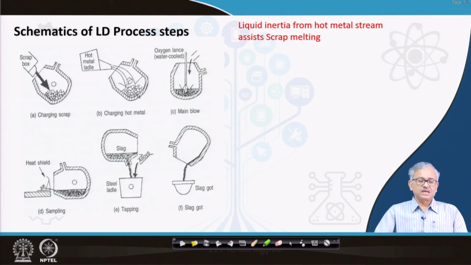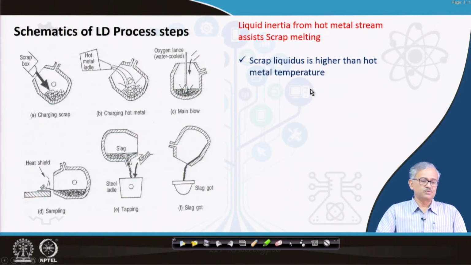as you know, the scrap liquidus is very high. That is, the scrap liquidus is higher than that of the hot metal, because scrap contains very low carbon. As a result, its liquidus is high, and hot metal contains a lot of iron and a lot of carbon, so its liquidus is usually less. So, usually the scrap liquidus is higher than the hot metal temperature. Then how can you melt the scrap?